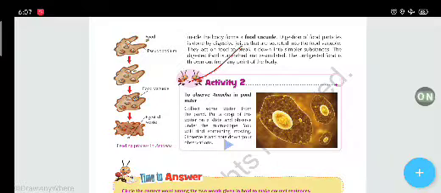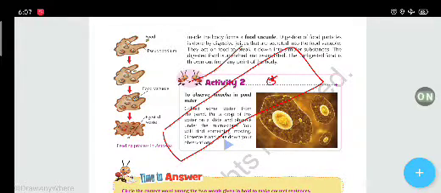In this activity, we have to collect some water from the pond and put a drop of this water on a slide and observe under the microscope, and we will find something moving. Note down the observation. Students, you have to take the help of a glass slide. On this slide you have to put one or two drops of that pond water.